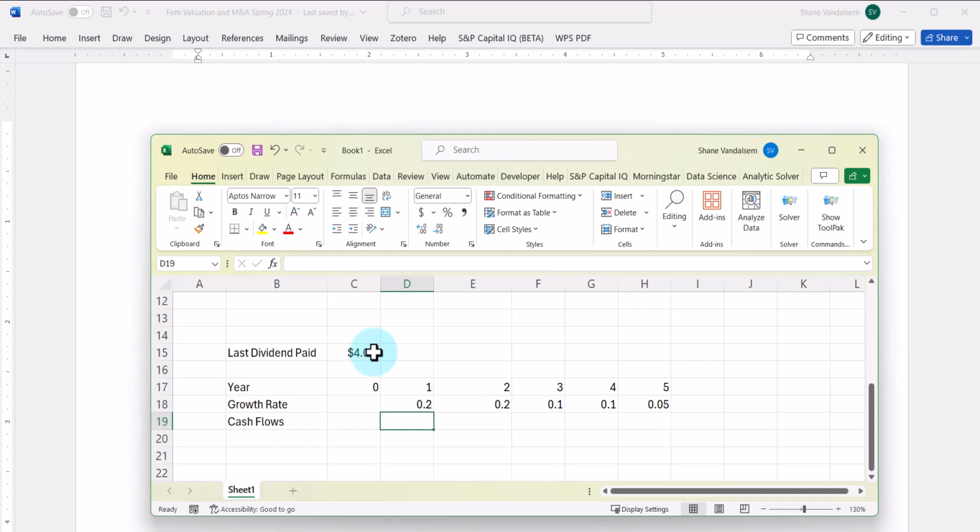Our cash flows are going to be our dividends. So for year 1 we're going to take the $4, which was our last dividend paid. We're going to multiply that by 1 plus the growth rate, and you can see I put that in parentheses there. If I don't, I would actually get 4 plus 0.2, which would be the wrong answer. So here we get $4.80.